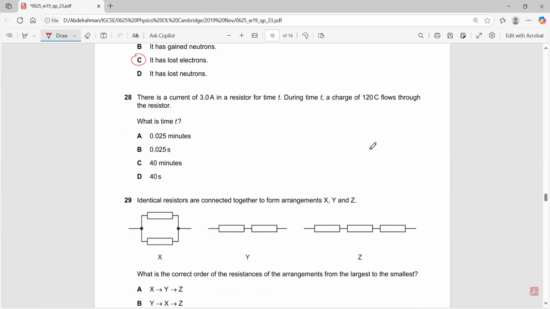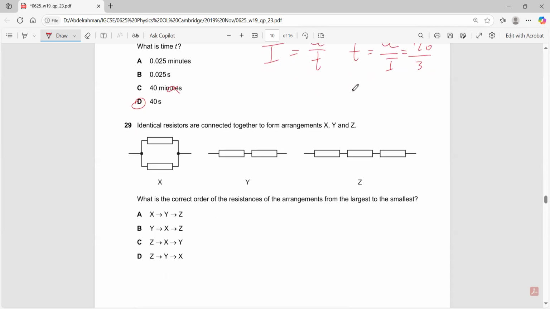There is a current of 3 amperes in a resistor for a time t. During the time t, a charge of 120 coulombs flows through the resistor. What is time t? Can I find t? Yes. What is the equation we use? I equals q over t, so t equals q over I. 120 divided by 3 is 40 seconds, not minutes.